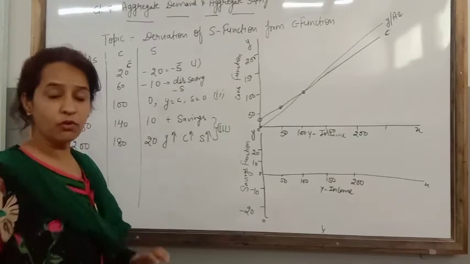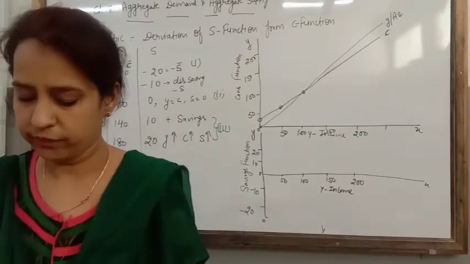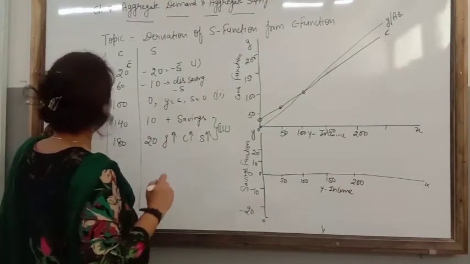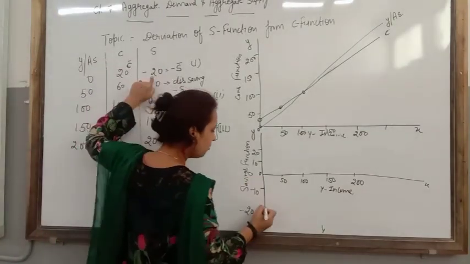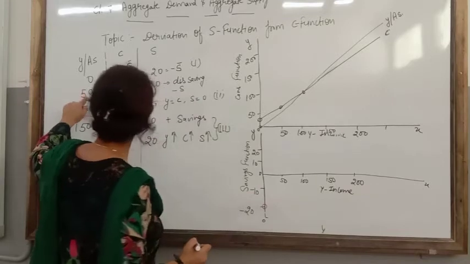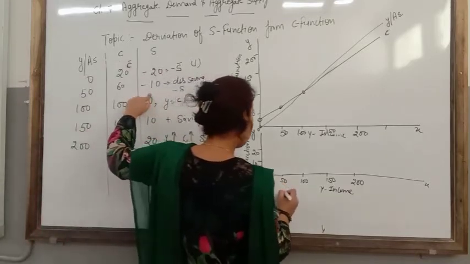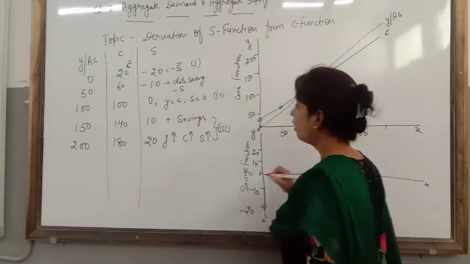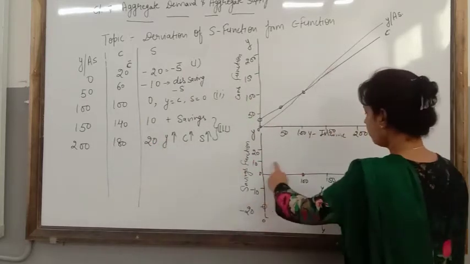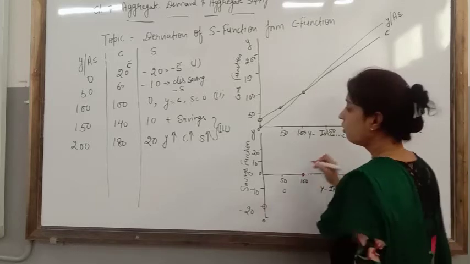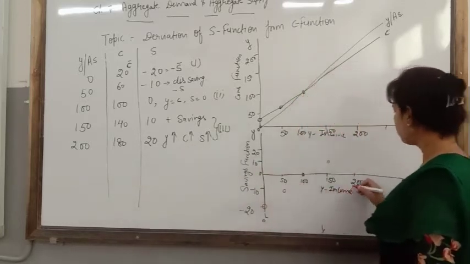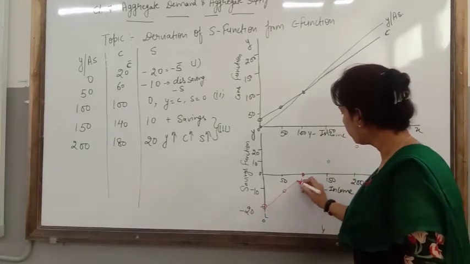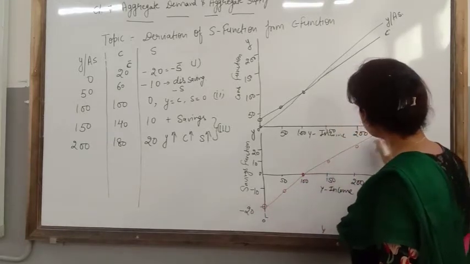Now which one am I going to draw? Saving. Now say it: 0, minus 20; 50, minus 10; 100, 0; 150, 10; and 200, that is 20. Clear? Now draw this also. You are going to find that it is also a straight line.